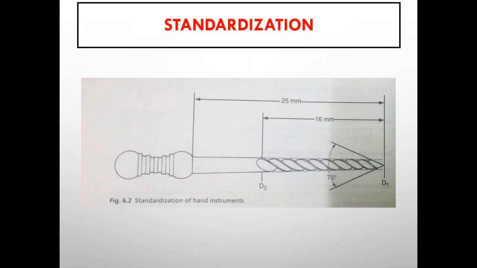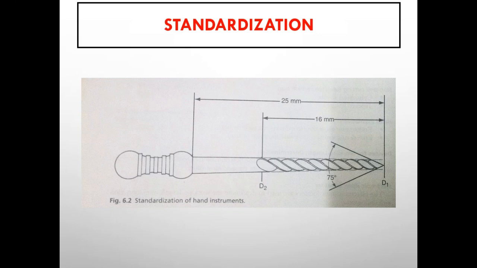Engel and Levin recommended that instruments shall be numbered from 10 to 100. In the process of standardization, the numbers should be advanced by 5 units up to size 60 and then by 10 units up to size 100. And it has been revised to include number 6 to 140.